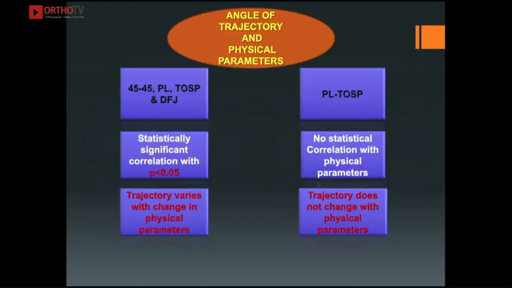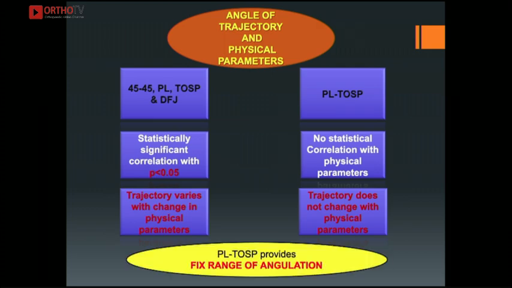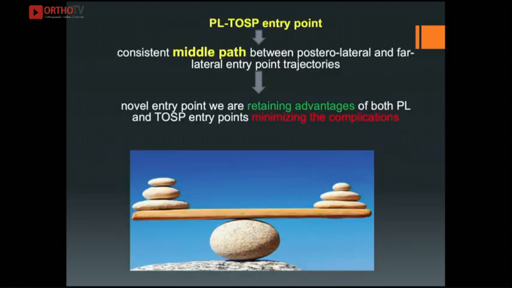After the correlation coefficients were analyzed and p-values calculated, the conventional entry points vary statistically significantly, where the p-value is less than 0.05, whereas our proposed entry point PL-TOSP does not vary much with the physical parameters, with a coefficient of variation near 0. So it provides a fixed range of angulation in transforaminal endoscopic spine surgery. Thus, it is the middle path between a posterolateral approach and far lateral entry points, and it retains the advantages of PL and TOSP while minimizing complications.